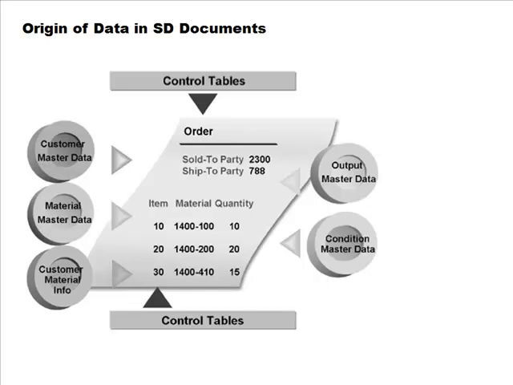Data in the sales and distribution document. Okay, so let's say this is a sales order, for example, just to make it concrete. So it's an order. And of course, there's a lot of information that is pulled up from various master data for the sales order, right? So customer information, obviously, is going to come from customer master. Material information is going to get pulled up from the material master.